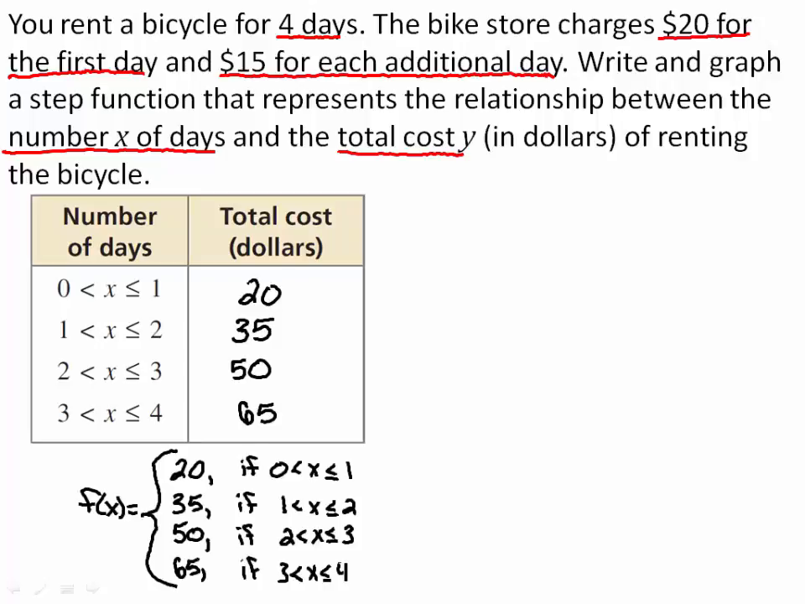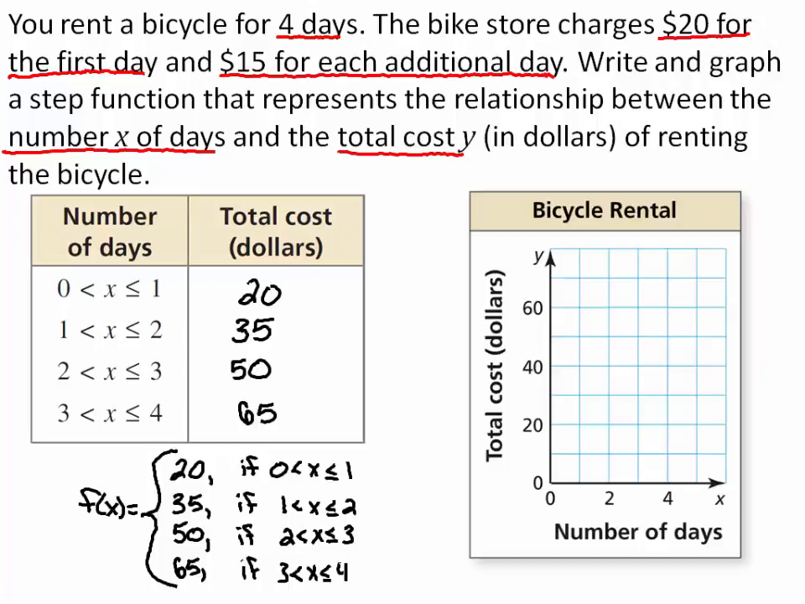f(x) equals 20 if 0 is less than x is less than or equal to 1. f(x) equals 35 if 1 is less than x is less than or equal to 2. f(x) equals 50 if 2 is less than x is less than or equal to 3. And f(x) equals 65 if 3 is less than x is less than or equal to 4. Now you want to graph the step function.